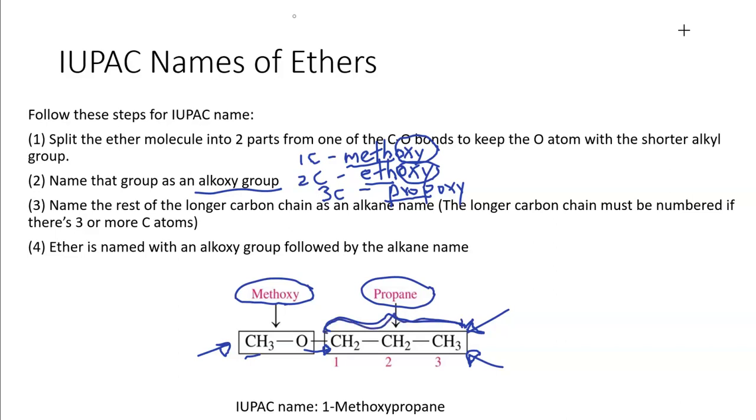Now the IUPAC name will be 1-methoxypropane. Number 1 shows the position of the methoxy group attached to this carbon chain. Since it's attached to carbon number 1, it will be 1-methoxypropane. And there is no space between methoxy and propane. It's just one name.